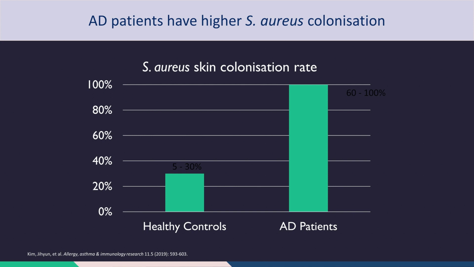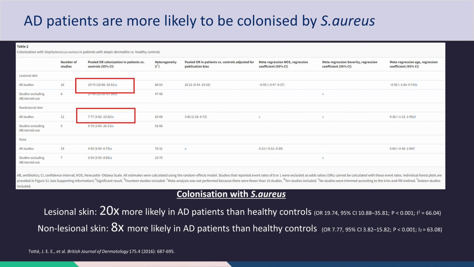Okay, so AD patients have a higher Staph aureus colonization. I think we all know this. Lesional skin is 20 times more likely to have Staph aureus colonization in AD patients compared to healthy controls. Non-lesional skin as well. That's why a wash is very important, because you don't want to just apply the antibiotic creams to the infected areas, but you want a wash all throughout the skin, because non-lesional skin is 8 times more likely in AD patients to have colonization with Staph aureus compared to healthy controls.